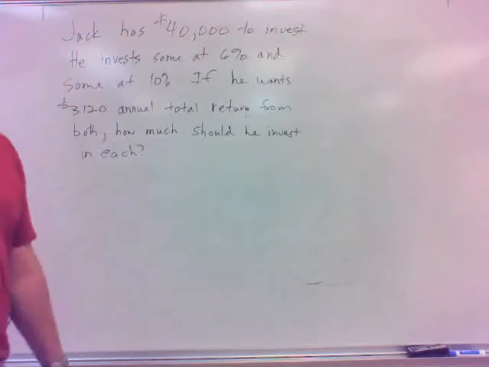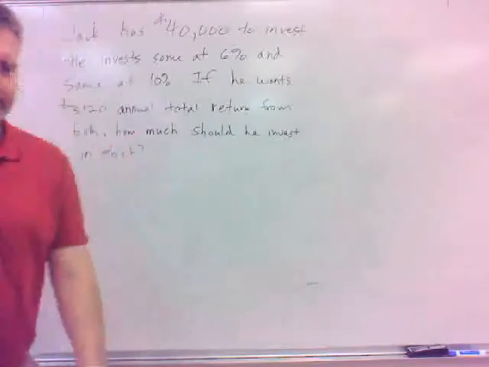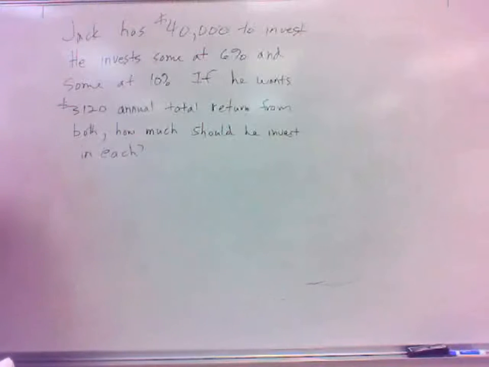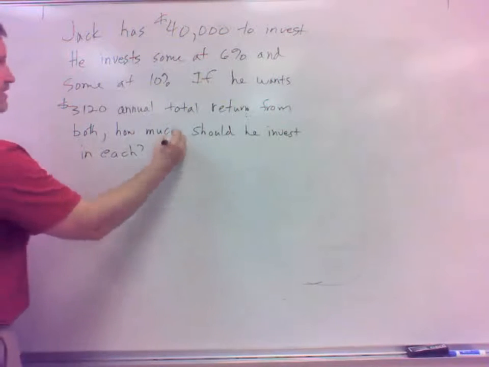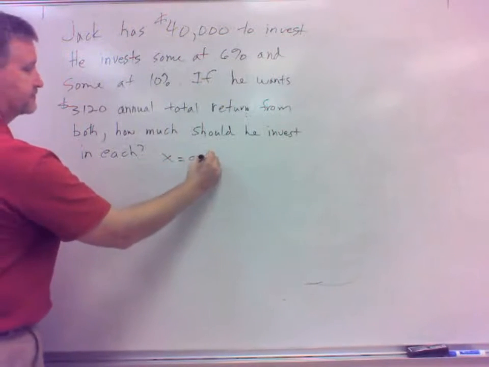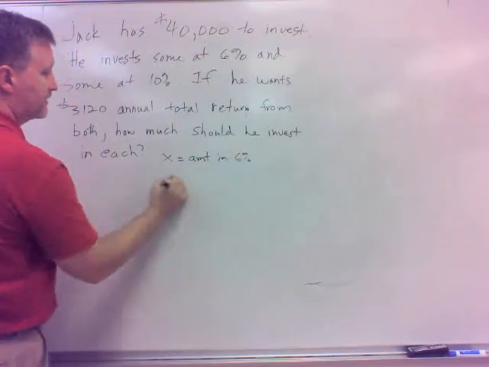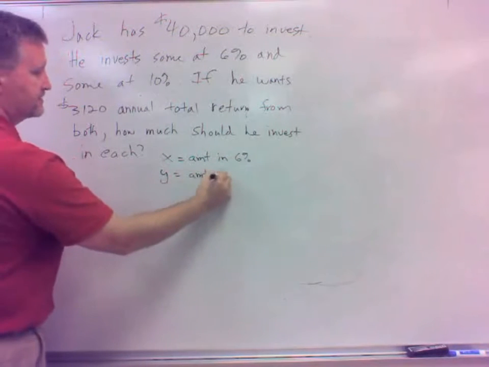Actually, this one we worked a little differently. I think it was back in a previous chapter, but we're going to approach this from a system standpoint in this particular case. Hence, why we're doing it now. We're going to come up with two equations for this scenario. Obviously, we've got two amounts. I've got x, the amount in the 6%, let's call it, and then we can call y the amount in the 10%.